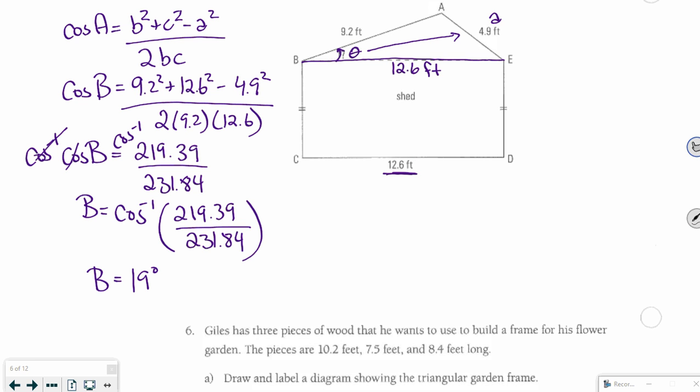Just as a reminder, I probably should have said so earlier, if you're doing this inverse cos, you're doing the second cos on your calculator. So second button, cos button gives you that cos minus 1. Just like second sine gave you the inverse sine or the sine negative 1.